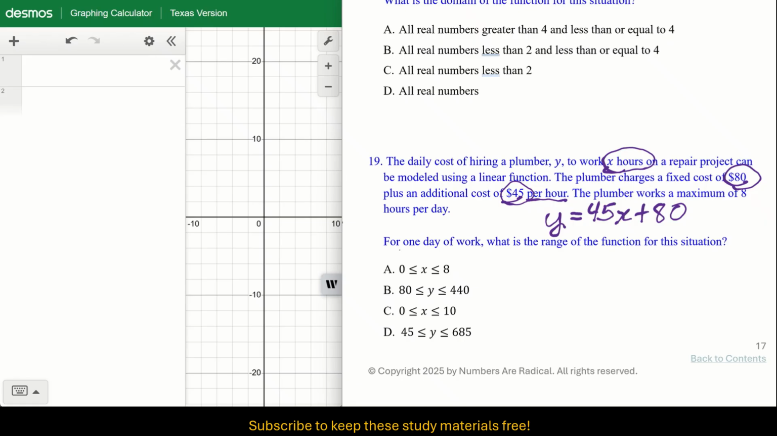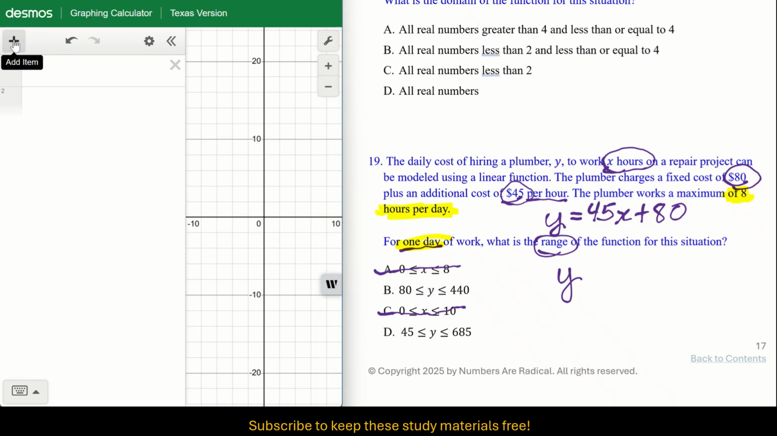Now your plumber's only going to work one day. And we are looking for range, and range implies Y values. And again, as I said before, that would eliminate your X values because they imply domain. And for that one day, which would be 8 hours, he can only work one day. It says he's only working one day, so 0 to 8. So that's what we're trying to calculate.